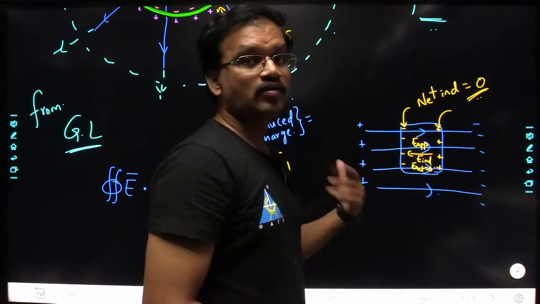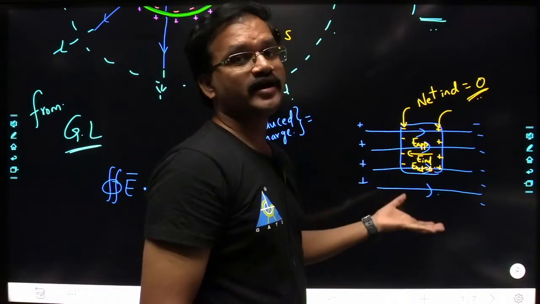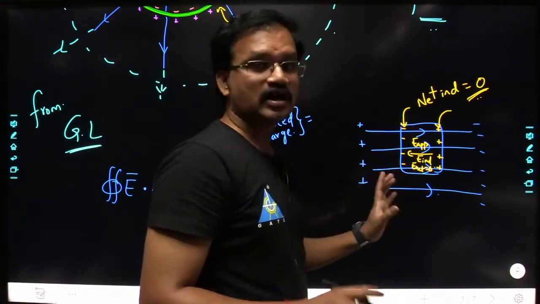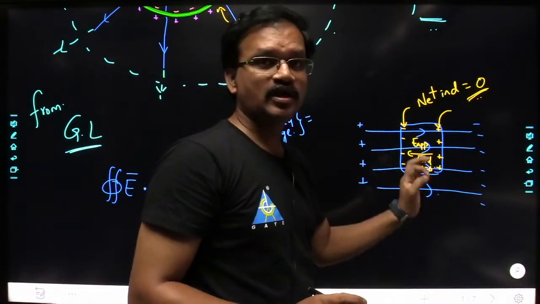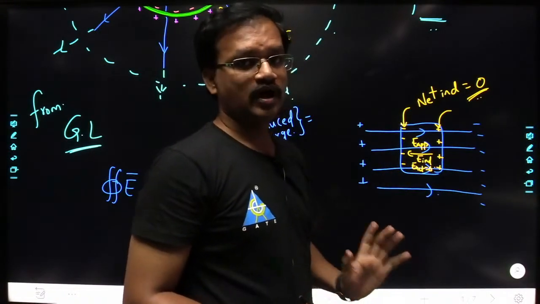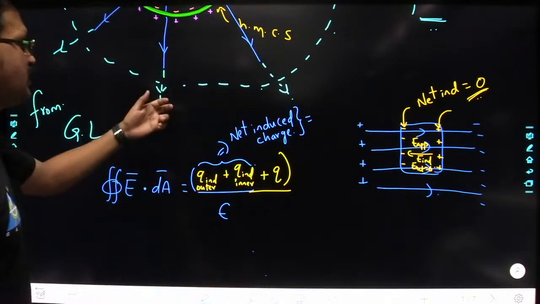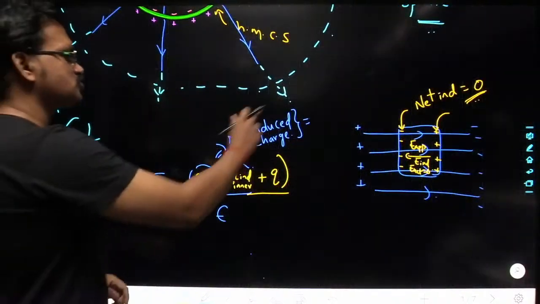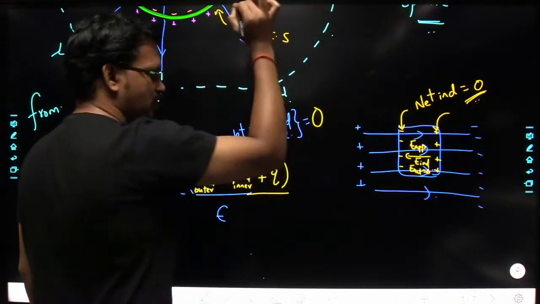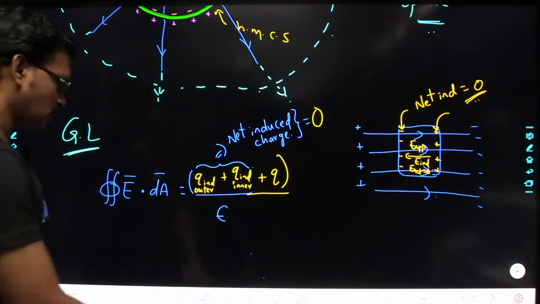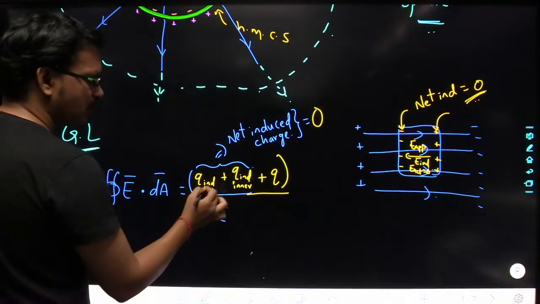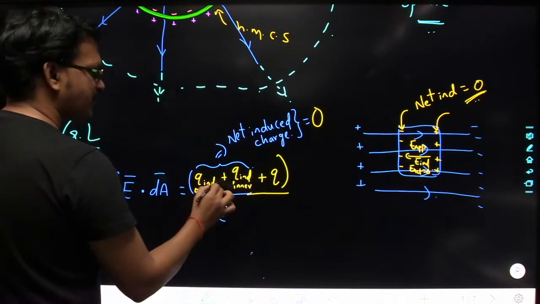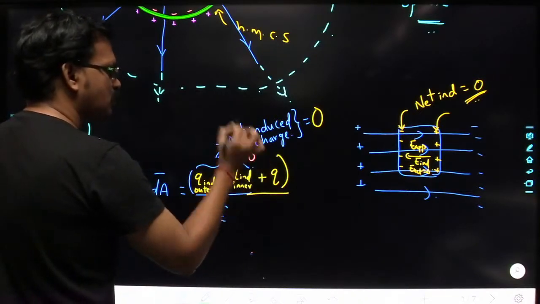Here you have not supplied or created any charge imbalance within the conducting material, which means the net charge within the conducting material must always be equal to 0. Understood? So the net induced charge must always be equal to 0. That means Q induced outer plus Q induced inner must become equal to 0.